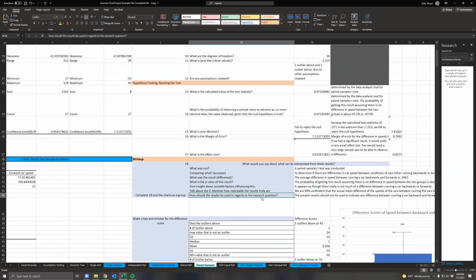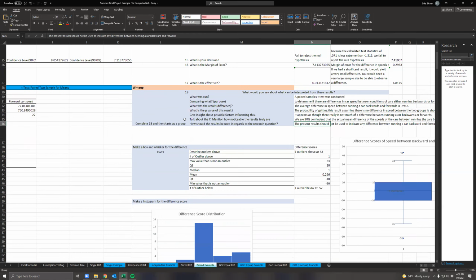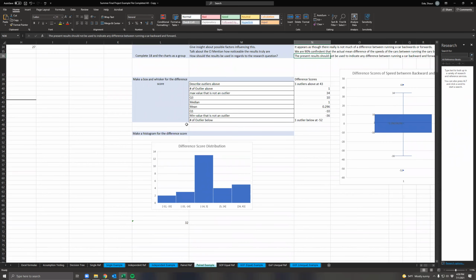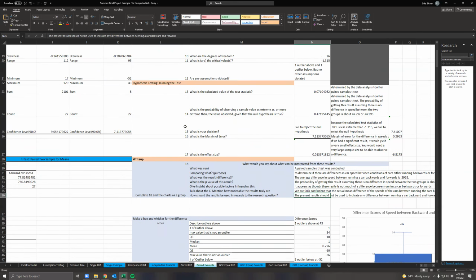Okay, then how should these results be used? The present results should not be used to indicate any difference between running the cars forwards or backwards. And so you guys have your own data sets as well, and you should be able to take this and interpret your data sets, along with the other stuff that you have, the other lectures that you have, and that should help you to do great. So hope this was beneficial to you, and yeah.